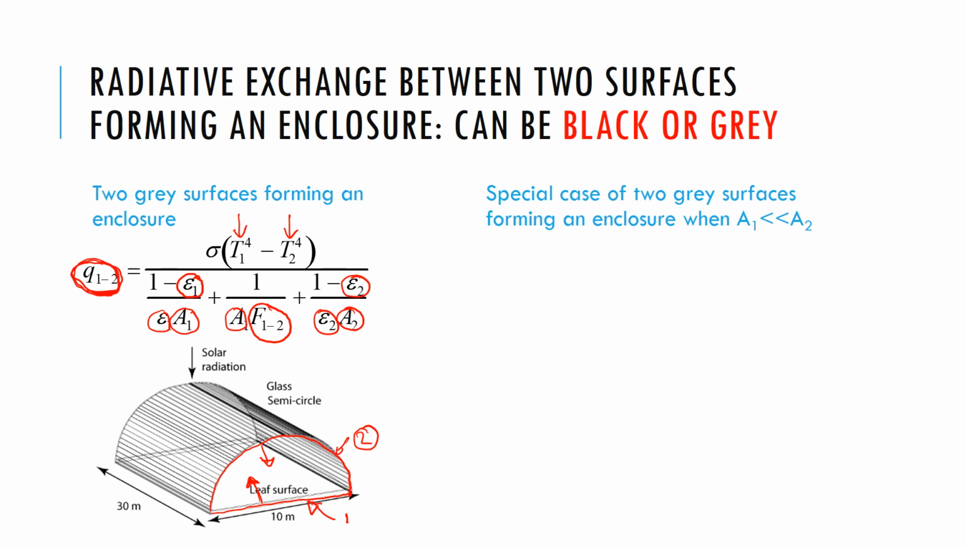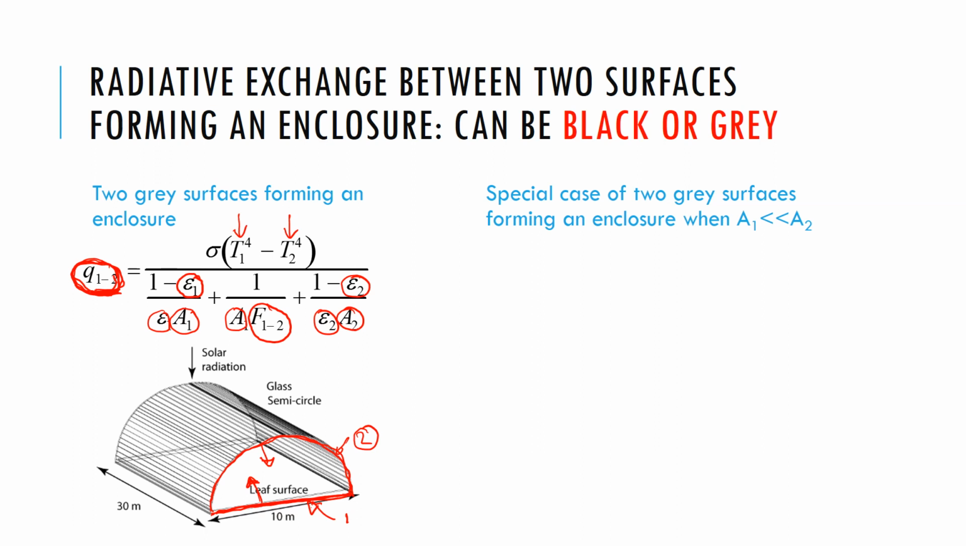Now, in an energy balance, it is very important to keep the direction implied in Q12 in mind. For example, if you're doing an energy balance for surface 2, then this term will be in, because it's going from 1 to 2. If you're doing the energy balance on surface 1, then this term is out, because it's going from 1 to 2. It's leaving 1.